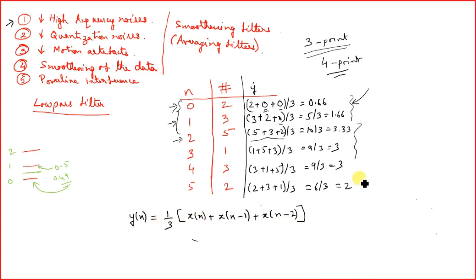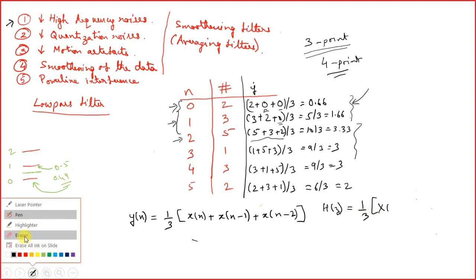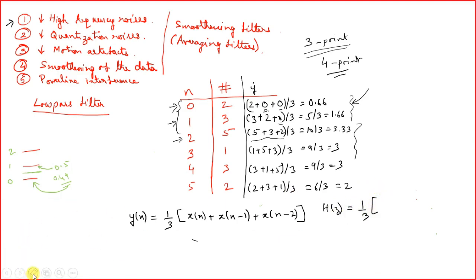Now coming to this equation, if you look over here, we can write it down as H of z equals 1 by 3, 1 plus z inverse plus z to the power minus 2. Okay. So this is the transfer function of our 3-point moving averaging system. Okay.